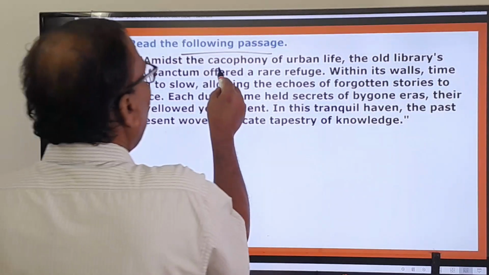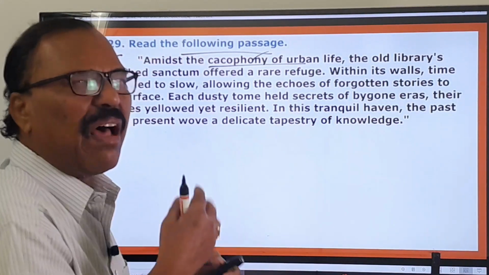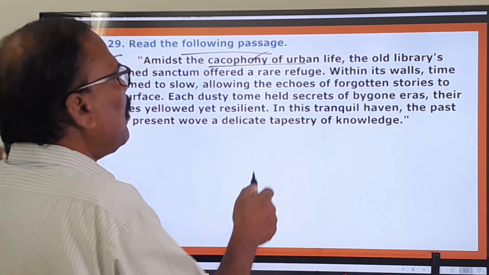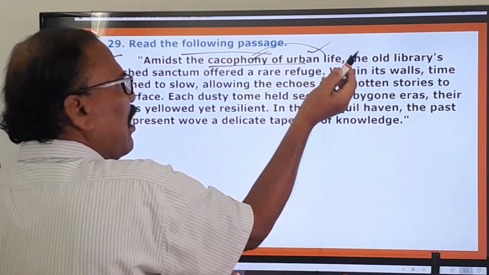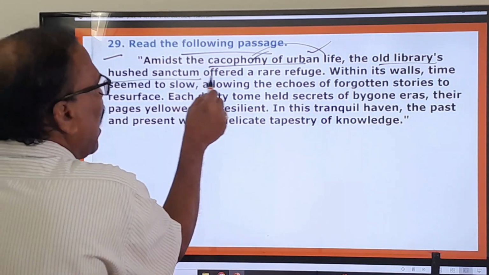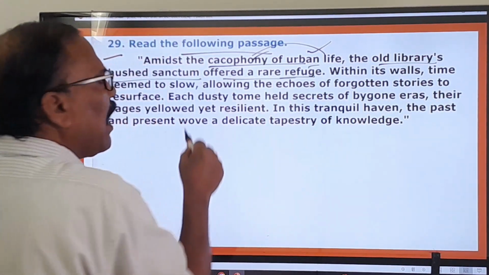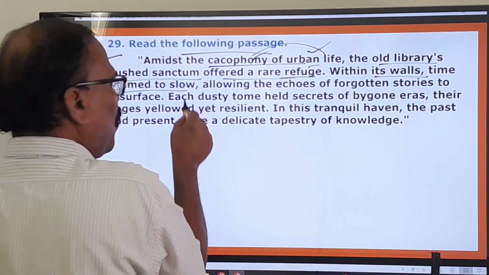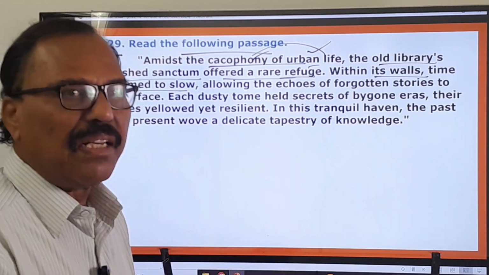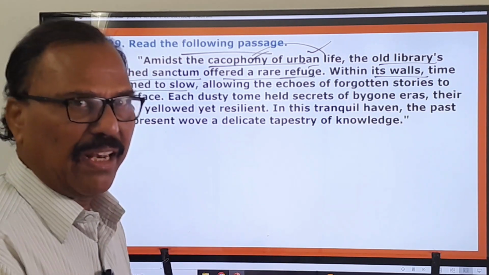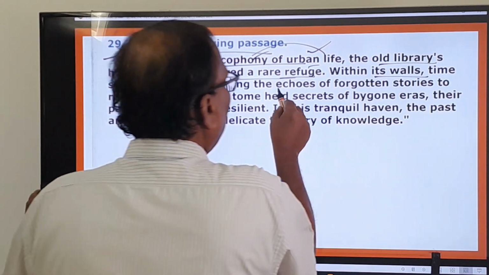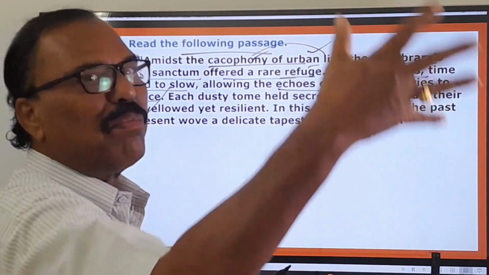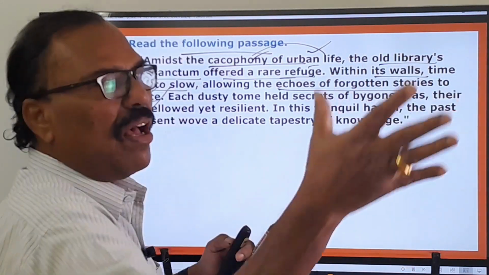It is the cacophony of urban life. Cacophony means noisy, noise that cannot be identified. Full of noise. Urban life is full of cacophony. The old library's hushed sanctum offered a rare refuge. So only in the library can you find utter silence. Within its walls, time seemed to slow. So in that library, everything is silent. You think that time has slowed down there. It has stopped there, allowing the echoes of forgotten stories to resurface. And all the stories that are there in the form of books in the shelves of that library are resurfacing.